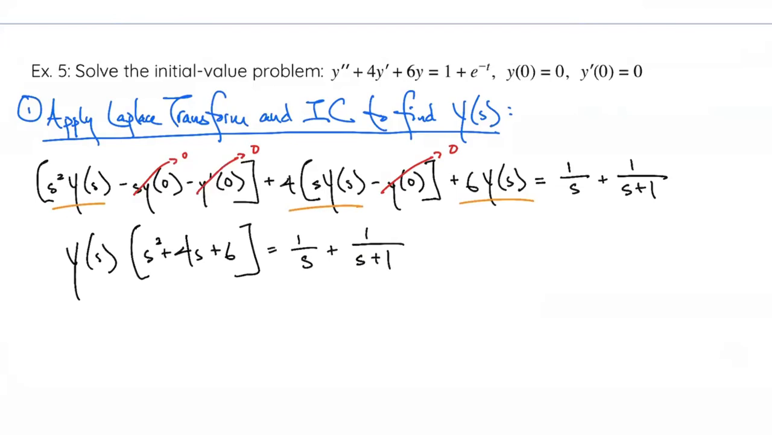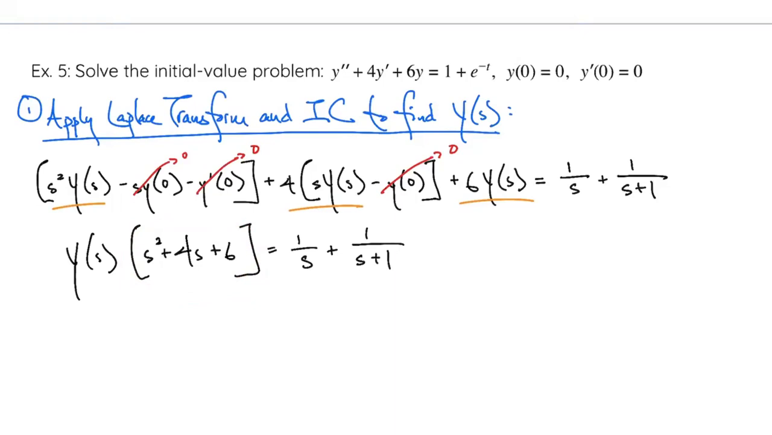Right? And so now at this point, the only thing we need to do to isolate our Y of s is we're going to go ahead and divide that s squared plus 4s plus 6 away. All right. And sort of thinking ahead, s squared plus 4s plus 6, is that reducible or irreducible?